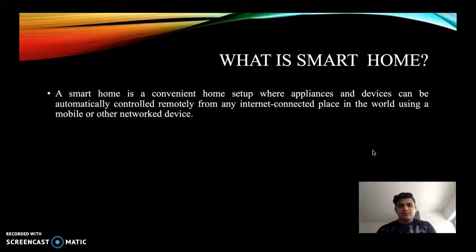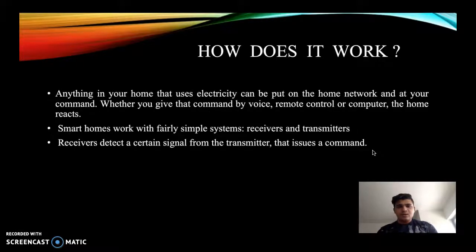So what is the meaning of the smart home? We can control all these electronic devices with our mobile network. Like we can control our temperature, our audio system, and everything. How does it work? Anything in your home that uses electricity can be put on the home network and be at your command. Like you can say turn on the light, turn on the fan, turn off the fan. Whether you give that command by voice, remote control or computer, the home reacts.